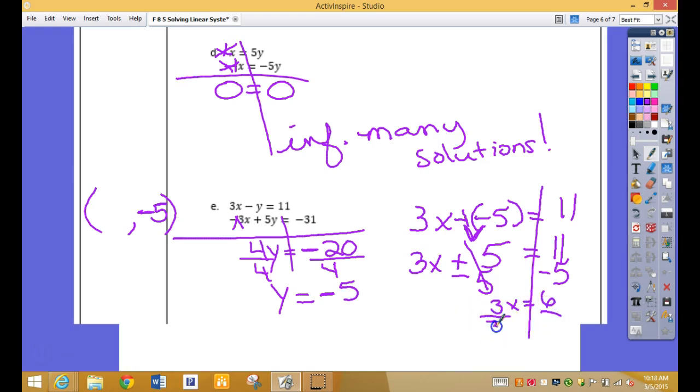Divide both sides by 3. What does x equal, class? We get what for our x? 2. Your ordered pair for your solution is 2, -5. All right, packet pages 1 and 2.